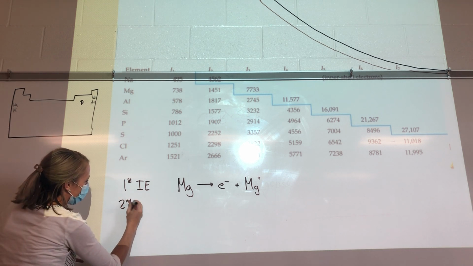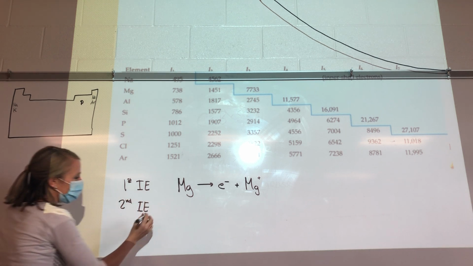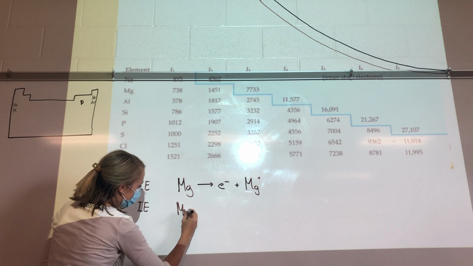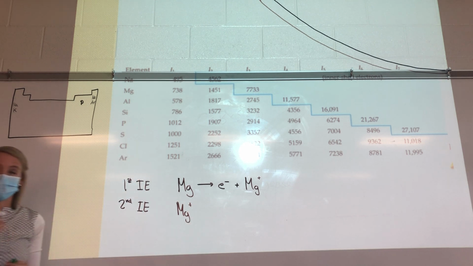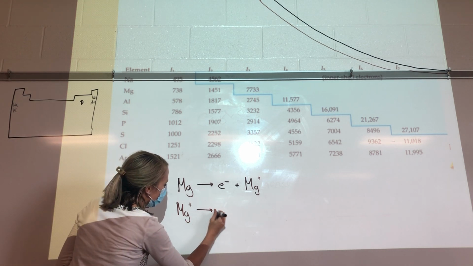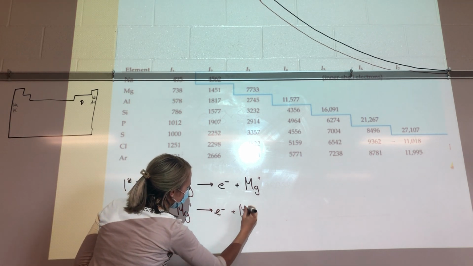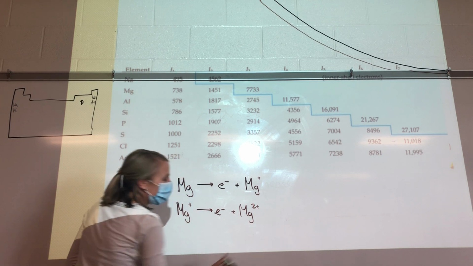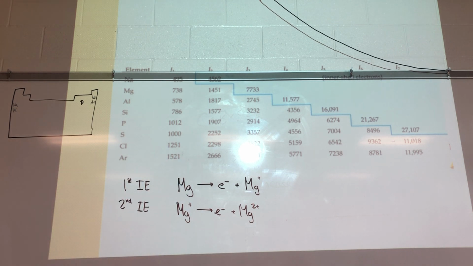Second ionization energy would mean you've already lost one, so you're already at a positive charge, and now we're going to pull off a second, losing an electron and turning into Mg2+. And then so on and so forth. The third would be removing another one.